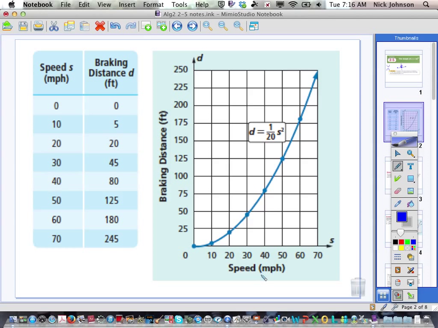S being our speed in miles per hour, and our braking distance formula, which is d equals 1 over 20 s squared, is what I get out when I'm going a certain speed. So if I'm going 60 miles an hour, it looks like it's going to take me roughly 185 feet to stop my vehicle. Notice this does have the shape of a parabola. Now, we're only looking at the first quadrant because you can't have negative speed. But if we were to look at this graph on the negative side, you would notice that it comes out this way as well.